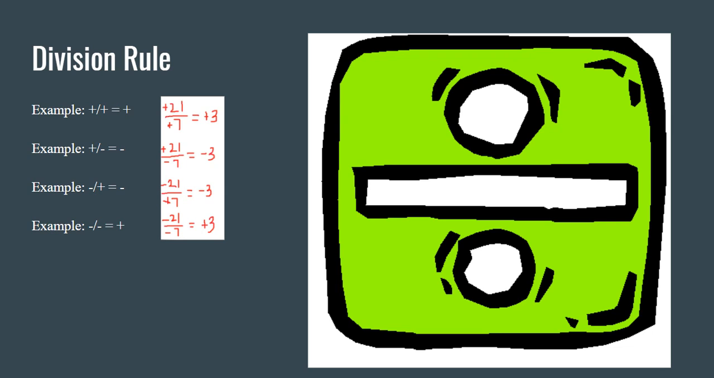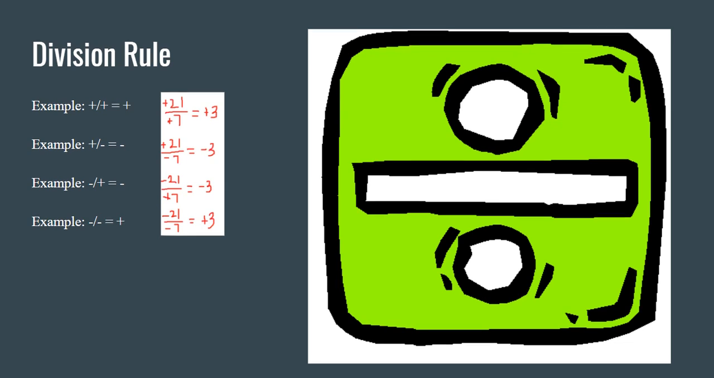So equations. Positive 21 divided by positive 7 equals positive 3. Positive 21 divided by negative 7 equals negative 3. Negative 21 divided by positive 7 equals negative 3 as well. And negative 21 divided by negative 7 equals positive 3.